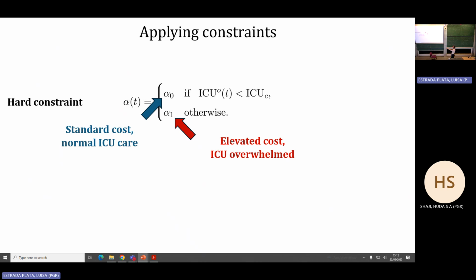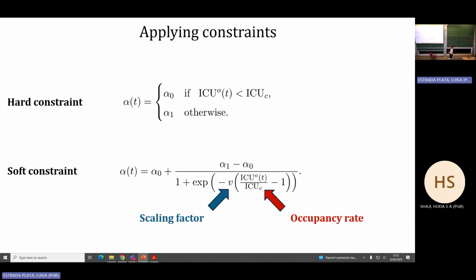So the hard constraint is essentially when we're below capacity, it's going to be some kind of standard cost, assuming normal care. But once we exceed, it's some elevated cost. And this is basically like a Heaviside-like behavior where nothing is changing below the capacity line, and then you just get this dramatic increase. And then the simplest way of doing a soft constraint approach is that we're just going to relax this Heaviside behavior using this kind of logistic-like function.